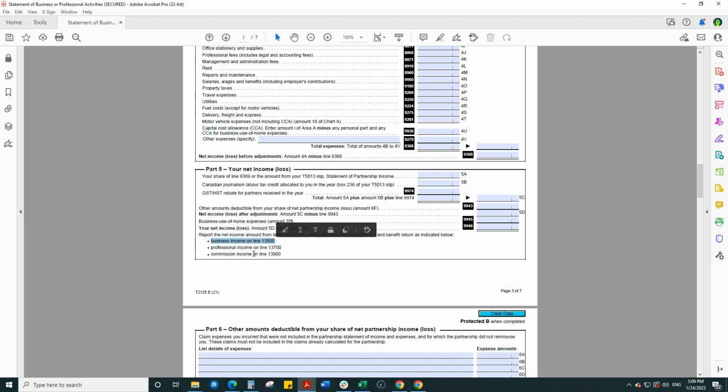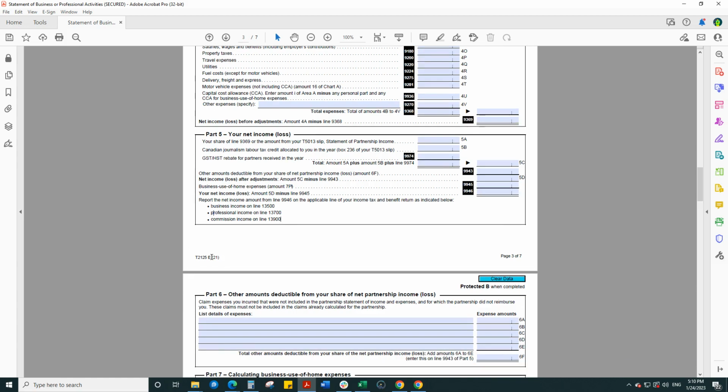Business income is going on line 13500, professional income 13700, and commission income is 13900. So that number here is going to go to one of these three lines on your personal tax return. And the self-employment income or business income or commission income is going to be taxable at your marginal rates. You can use an RSP deduction to decrease your taxable income, or things like that. But this is going to get added to your personal income.